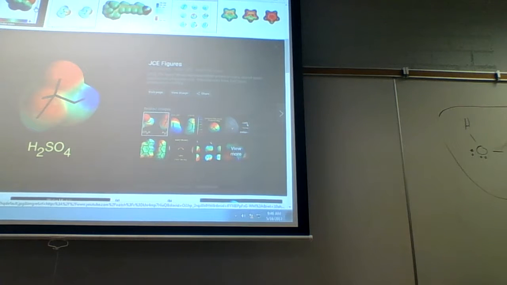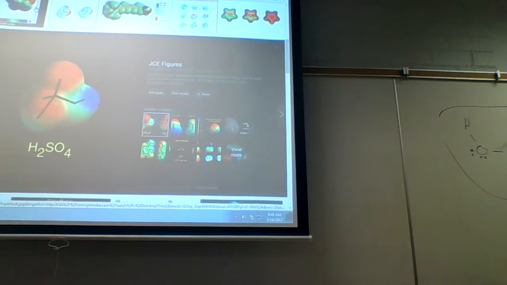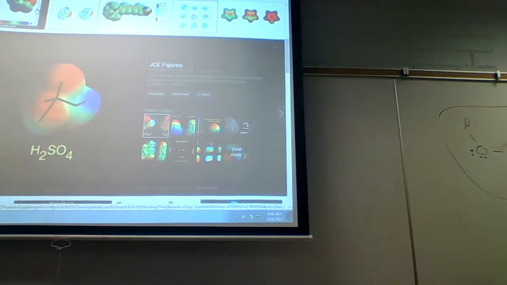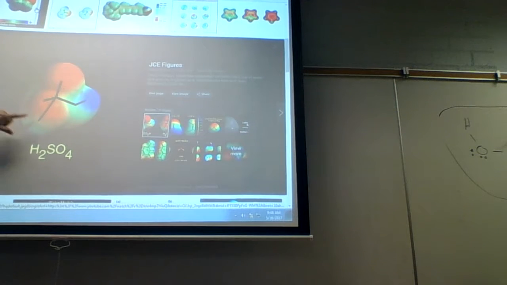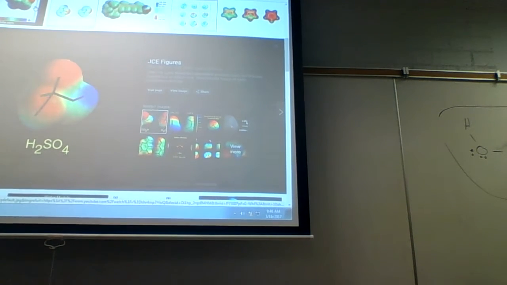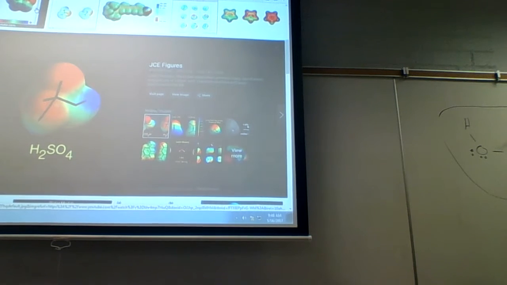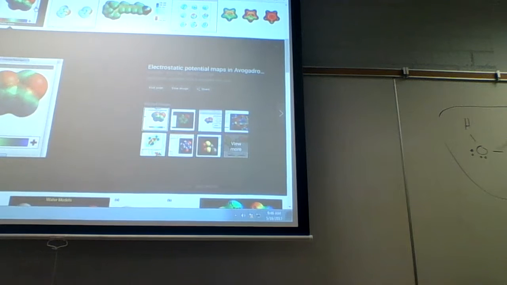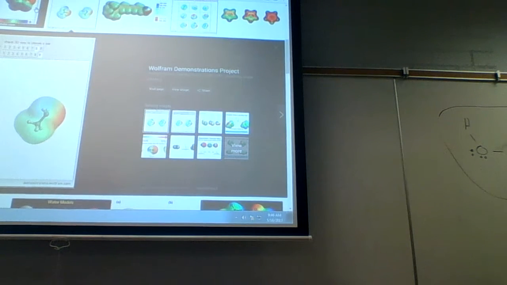H2SO4 and acetic acid. H2SO4 is a much stronger acid. You can take a look at the acidic hydrogen. Acetic acid, look at the blue here versus H2SO4, the blue here. The much more intense blue on the sulfuric acid, which is a strong acid.